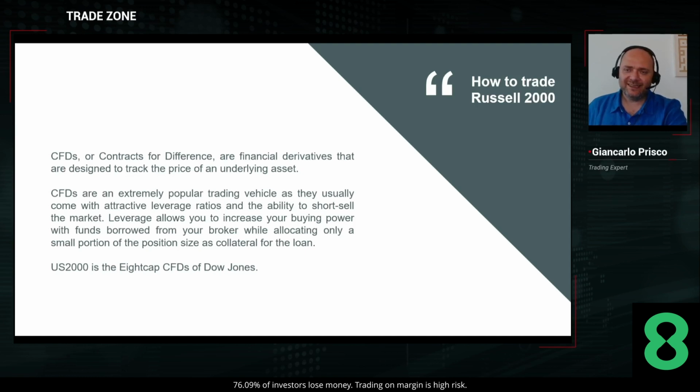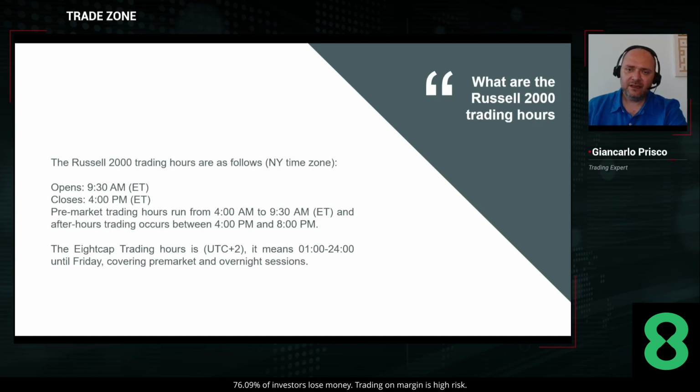Of course, with correct risk management, we can have a great opportunity. And in this sense, probably CFD permits us to manage quickly this volatile element that is bigger in Russell with respect to the other indexes. The Eightcap CFD of Russell is USA 2000, and the trading times are the same as the rest of the indexes.